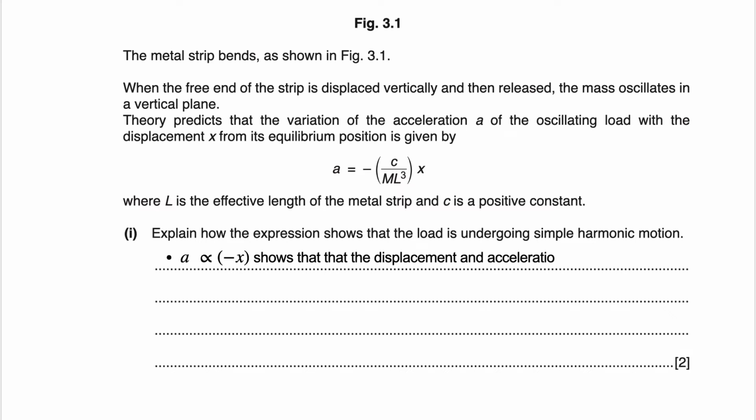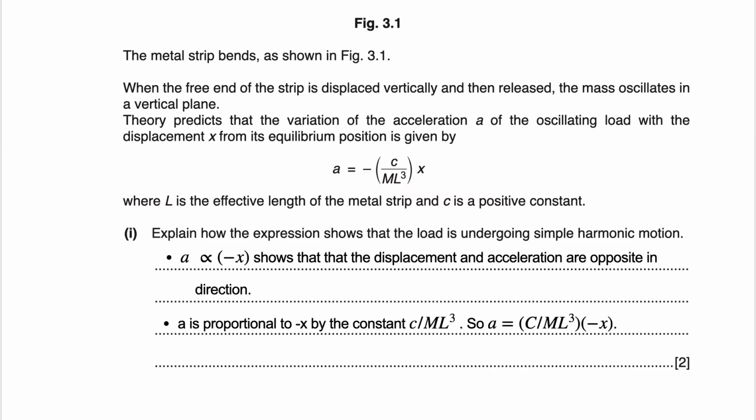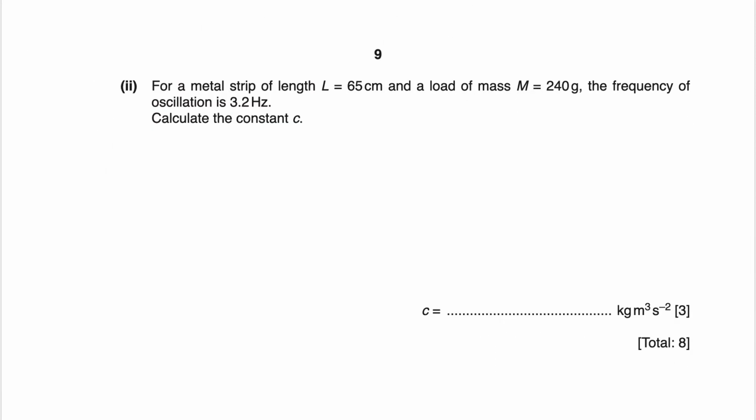So this acceleration is proportional to the displacement in the opposite direction. That's one point. Second, if we have to remove the proportionality, then we obviously have to introduce a constant, right? What is that constant? C divided by m L cubed. How do I know this is a constant? C is a constant, they already gave that. The mass of the box or piece is not going to change, so it is also a constant. L, the length of the rod, is also not going to change, so it's a constant. So a is proportional to minus x by this constant, C divided by m L cubed. So a equals C divided by m L cubed, times minus x. Voila, simple harmonic motion.